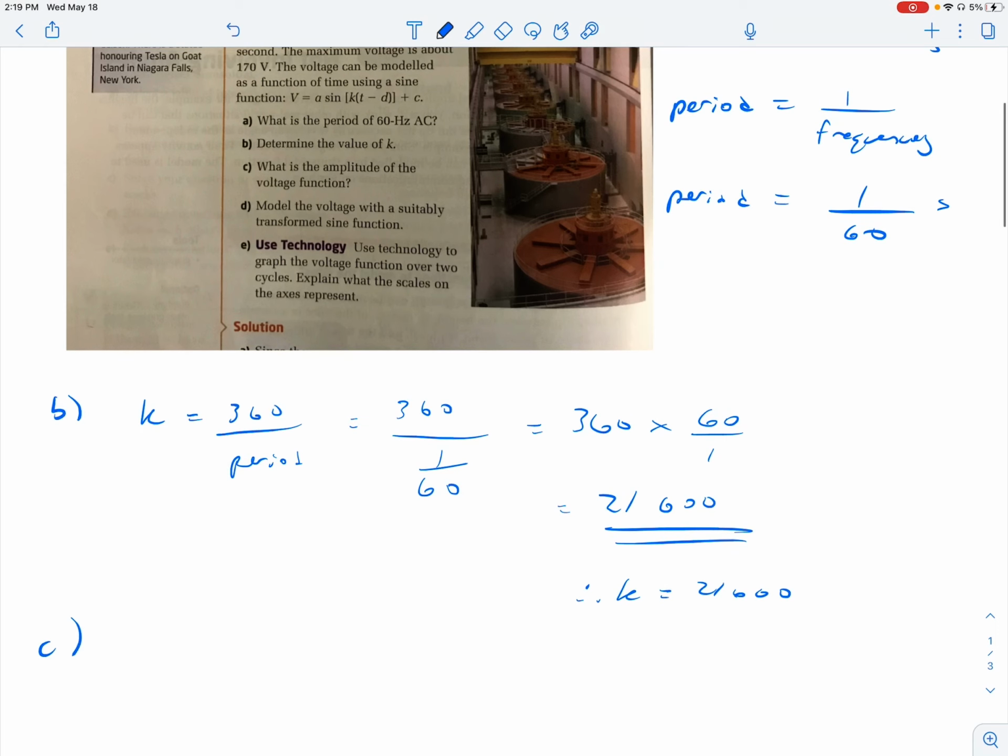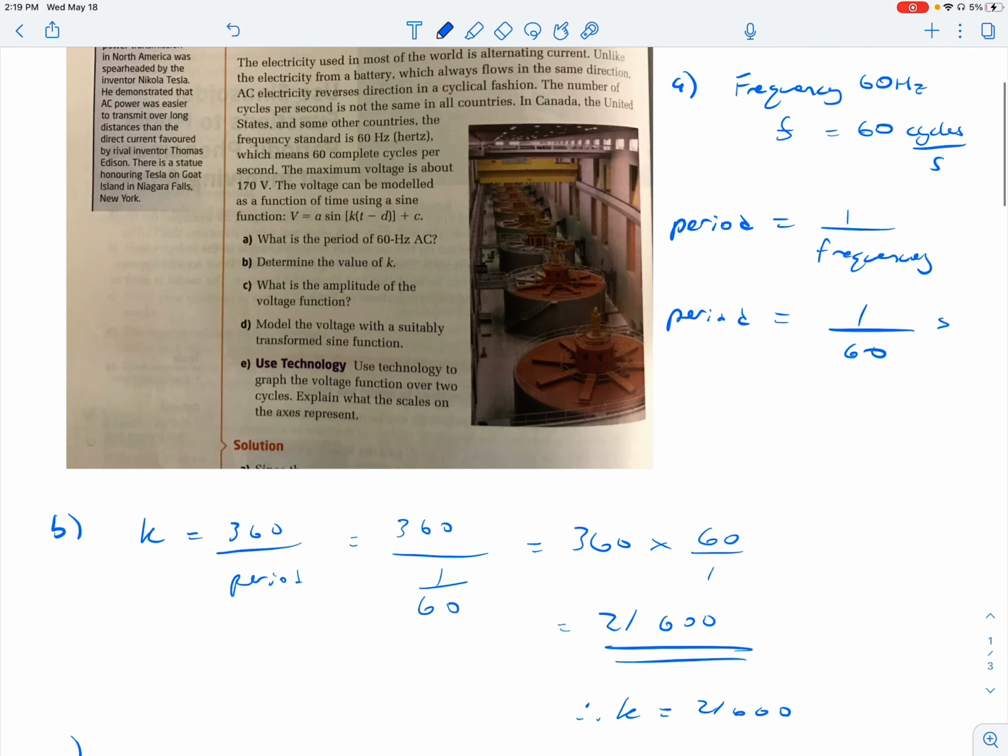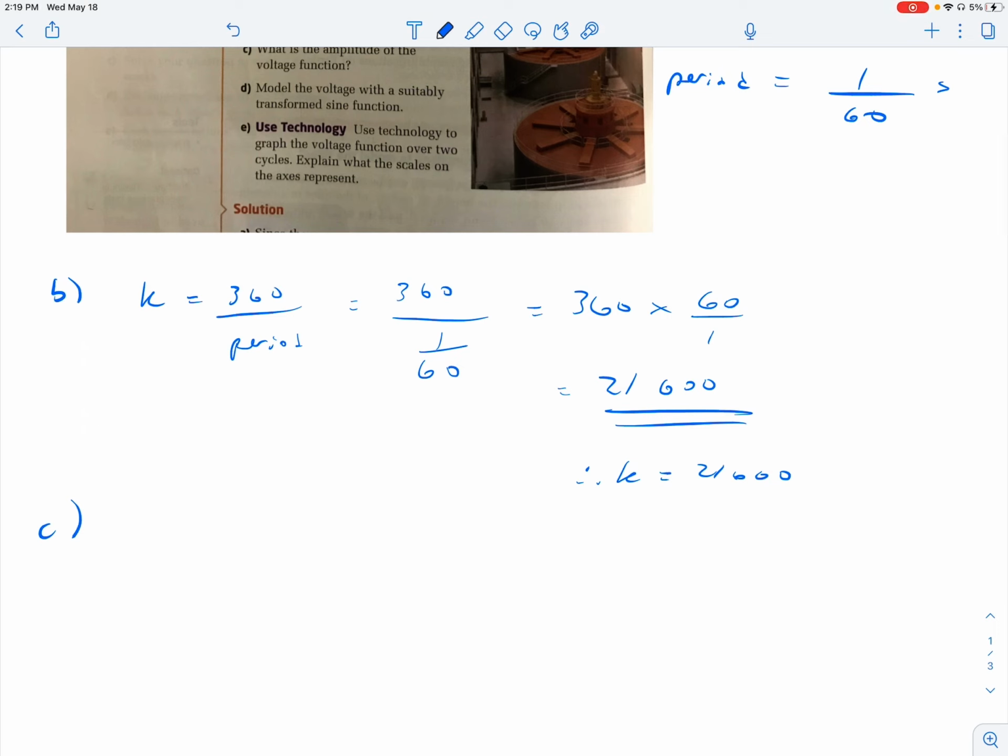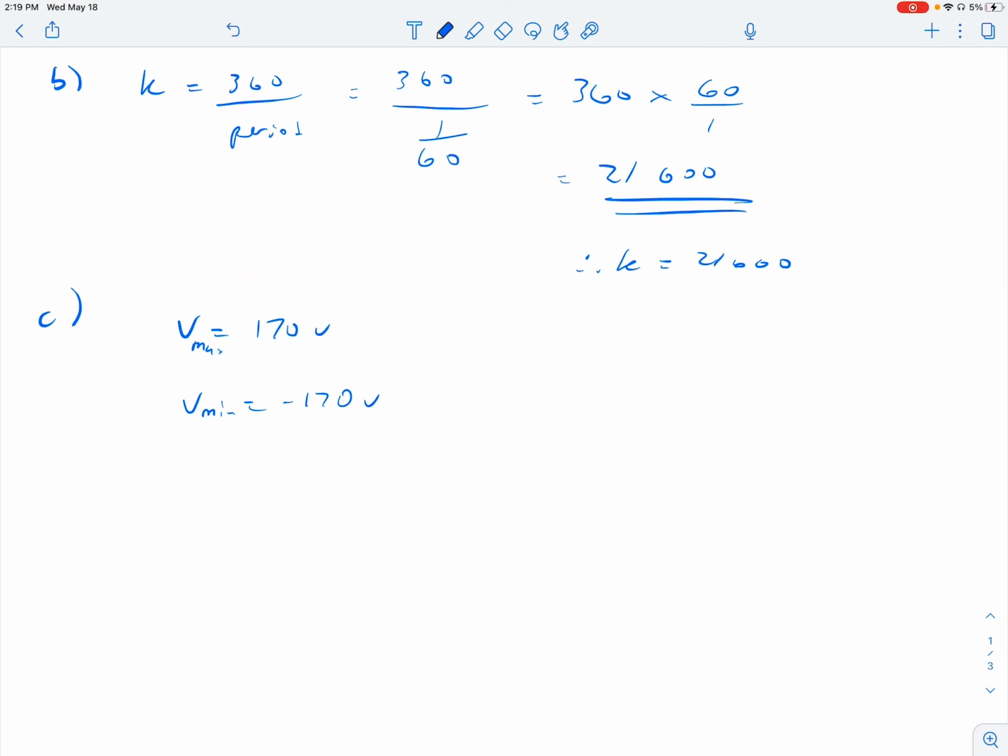Part C, what is the amplitude? For AC current, the voltage at a maximum is 170 volts positive. We'll write max there. But when it changes direction, it changes sign and becomes a minimum value, negative 170 volts. So this voltage fluctuates from a max of 170 to a minimum of negative 170. It's easy to find the amplitude from this. The amplitude will just be 170.